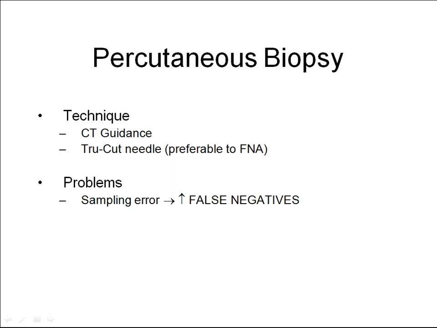Technique for percutaneous biopsy, because of the location of RPF, typically involves CT guidance and a true cut needle, which is preferable to fine needle aspiration because it gives superior pathology results. Problems with percutaneous biopsy are the high false negative rate related to sampling error.